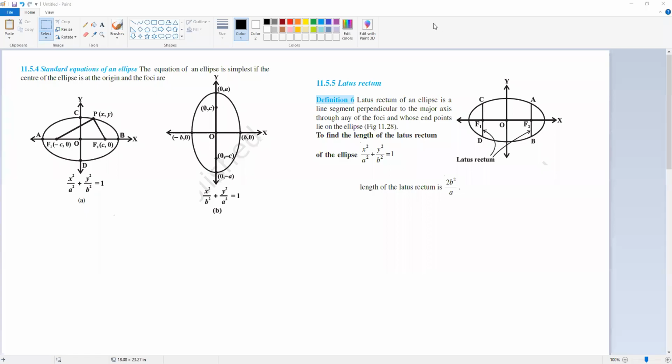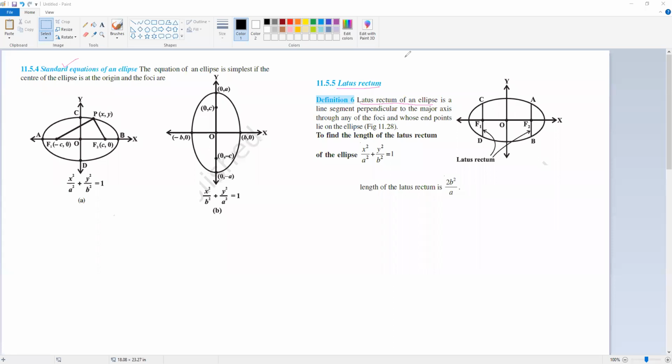We are coming to the main point. Before going to the definition, standard equation, the latus rectum: we talked about the latus rectum of a parabola. Similarly here, the latus rectum of an ellipse. The latus rectum of an ellipse is the line segment perpendicular to the major axis.